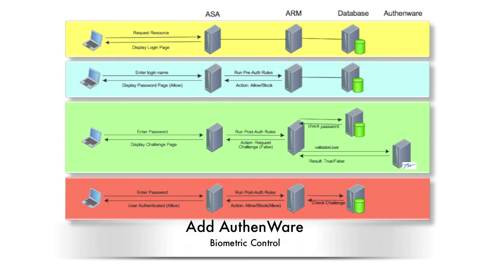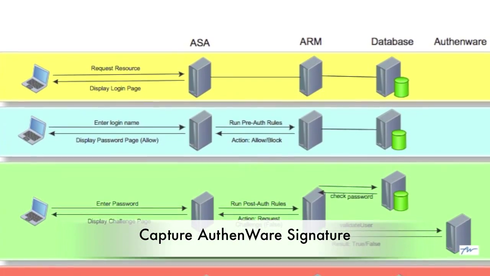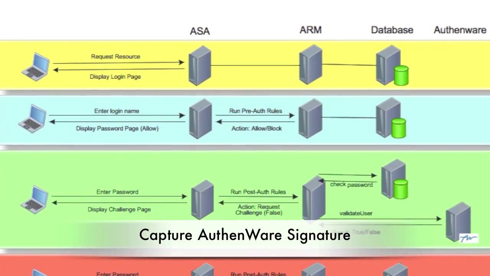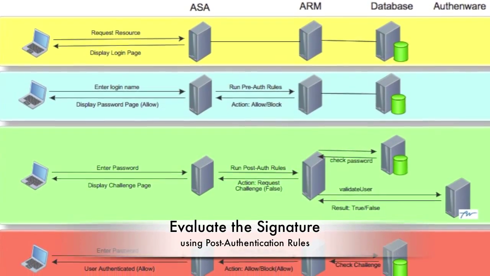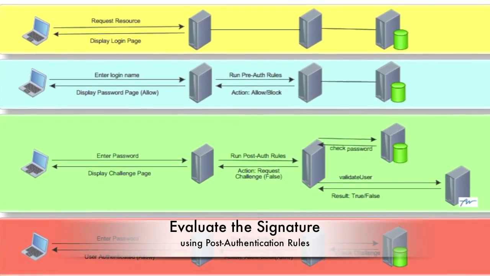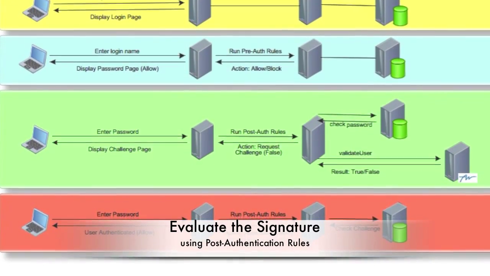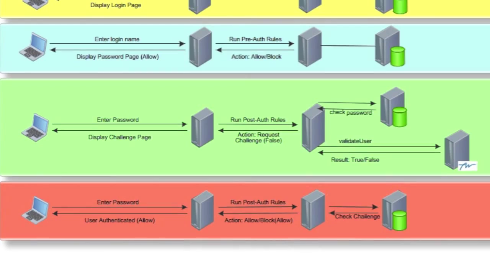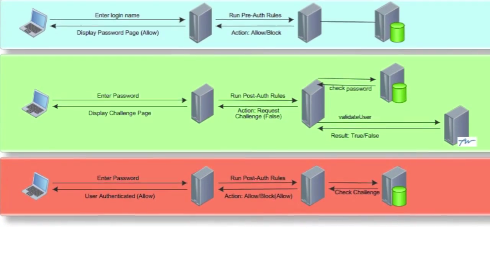Next, we will add the AuthenWare biometric control into the example. The goal is to capture the user's biometric signature, or AuthenWare singularity pattern, from the login screen and evaluate it using the post-authentication rules. Remember that the first set of signatures will form part of the biometric pattern training, which means that biometric control is not possible until the behavior pattern is completely formed. Once the training is completed, AuthenWare will be fully operational.